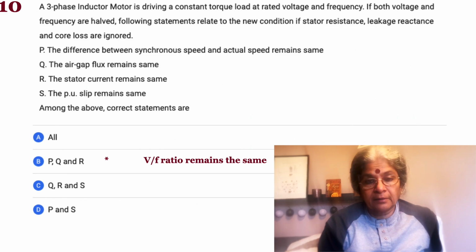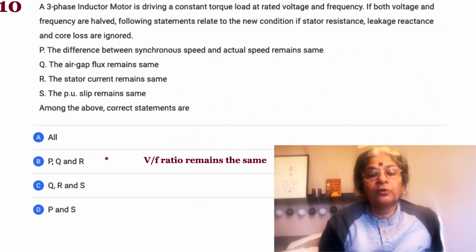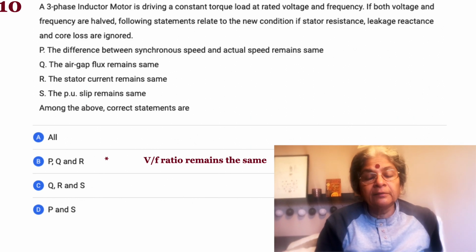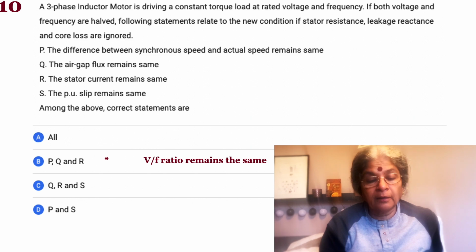because the frequency is halved and the voltage is also halved, the magnetization current remains the same. Okay, so we have stator current remaining the same. S: per unit slip remains the same. No, because it is now a ratio. It is a ratio to the base speed, and the base is changing. So P, Q and R are correct, and option B hence is correct.